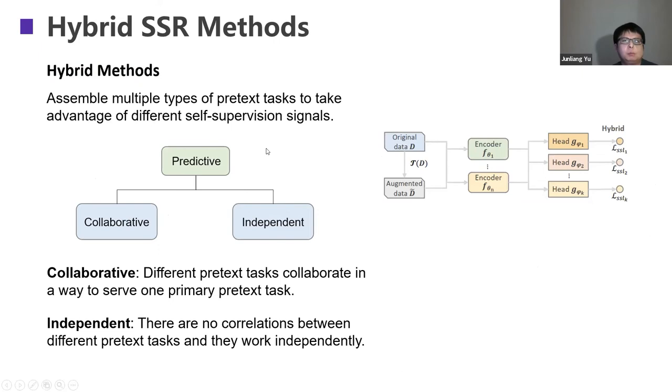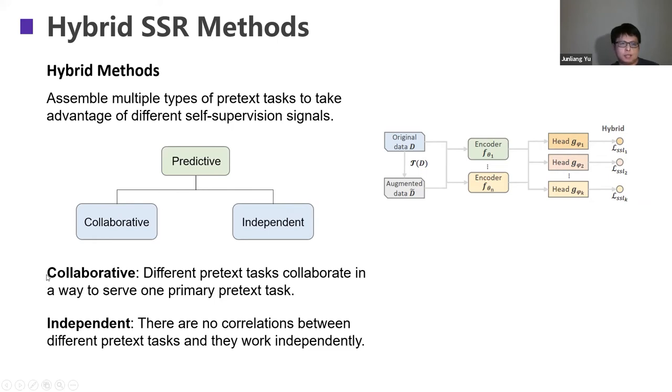And finally, hybrid methods. In the last two types of methods, there is only one type of pretext task. But actually, in self-supervised recommendation methods, there are multiple types of pretext tasks. So what if we assemble them into one model to take advantage of different self-supervision signals? There is a mistake on the slide; this should be hybrid.